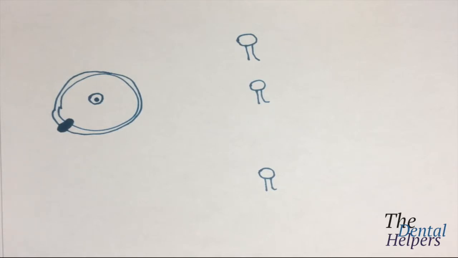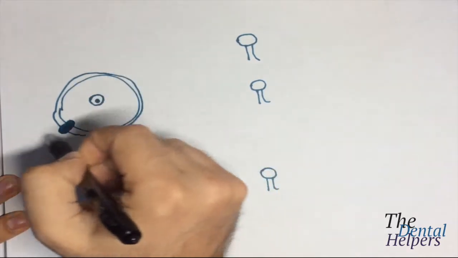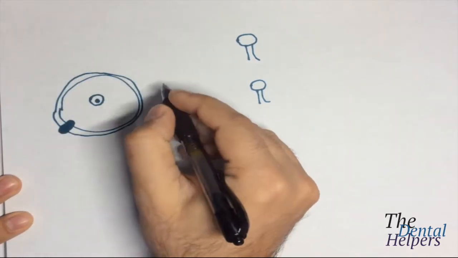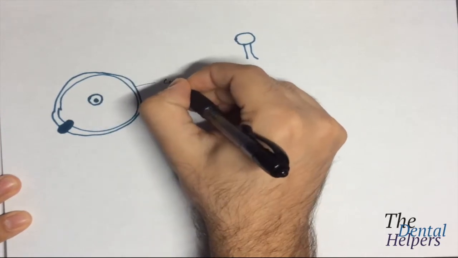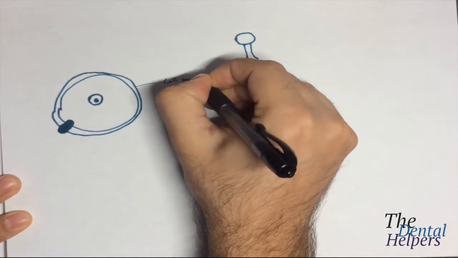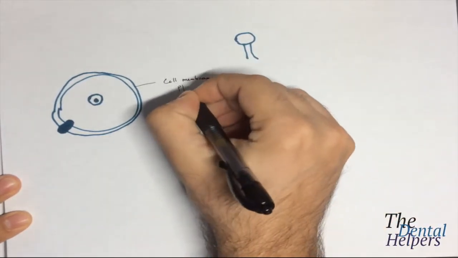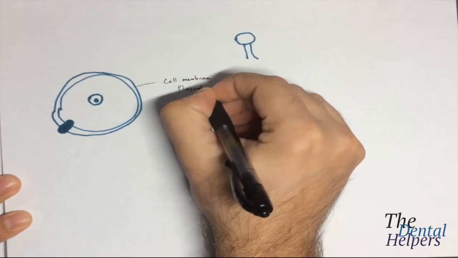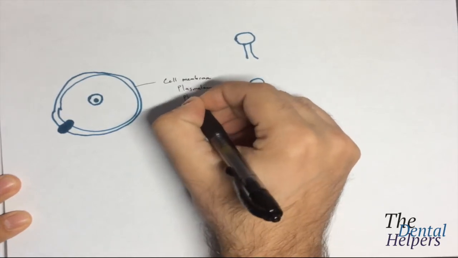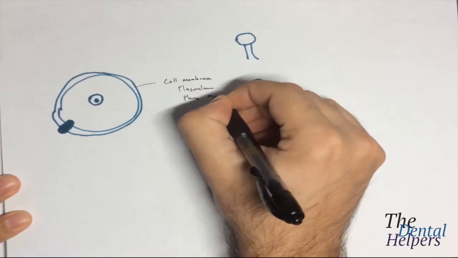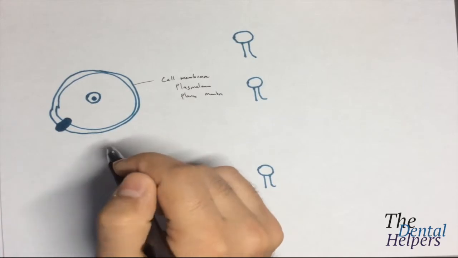So let's get started. As we know, you have your cell membrane on the outside, and your cell membrane can be titled many things. It could be called a plasmalemma, or the plasma membrane. In the case of this, we have a bilayered membrane.